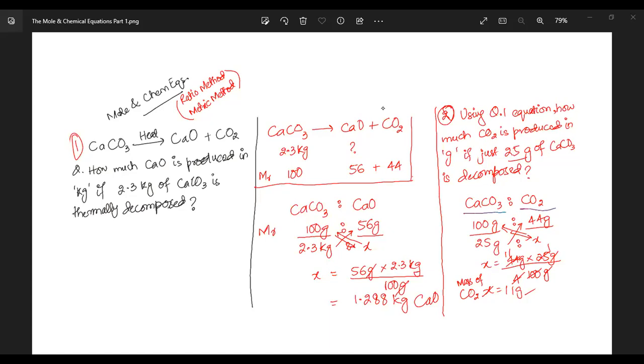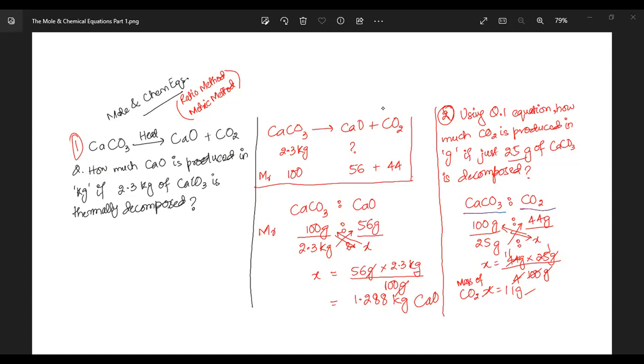Calcium carbonate upon heat breaks down into calcium oxide and carbon dioxide. My question was, how much calcium oxide is produced in kilograms if 2.3 kilograms of calcium carbonate is thermally decomposed? Now, what we are supposed to do in this kind of question is that we first need to come up with ratios. We come up with ratios by putting the MRs.